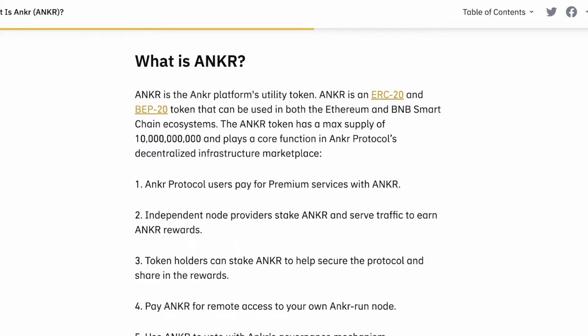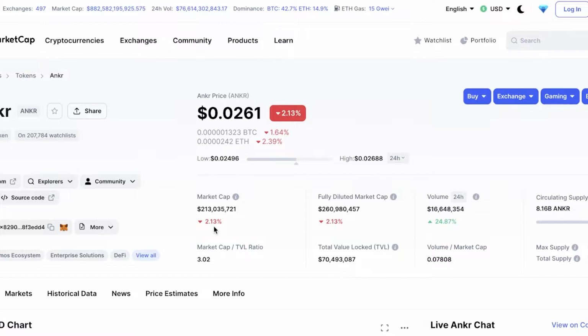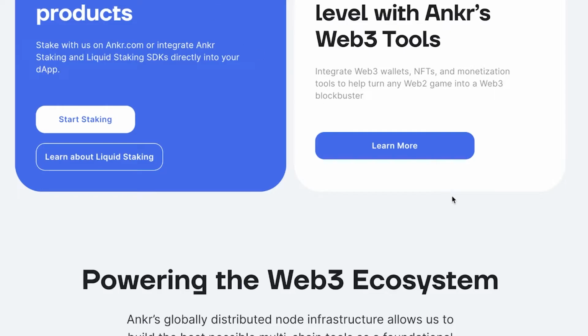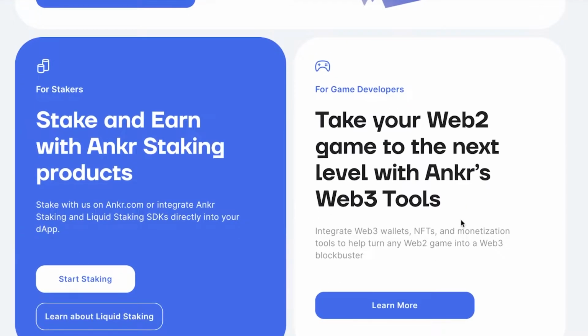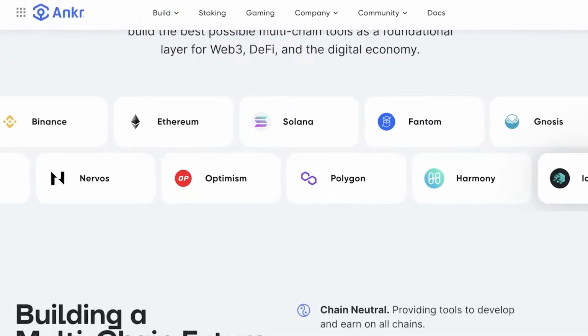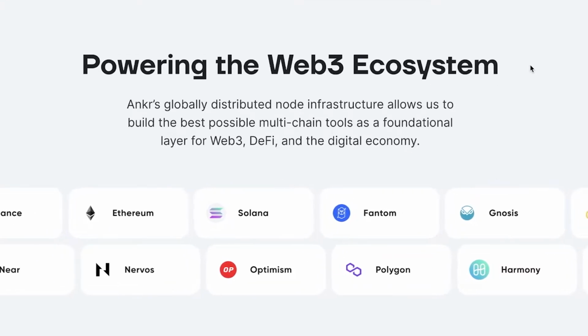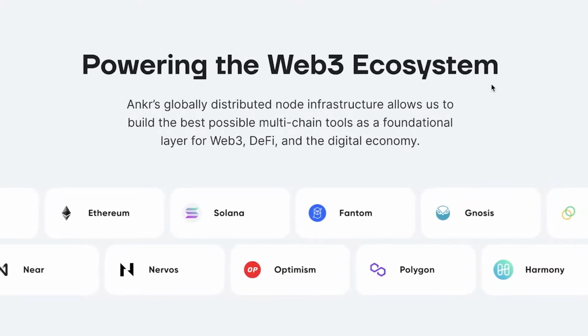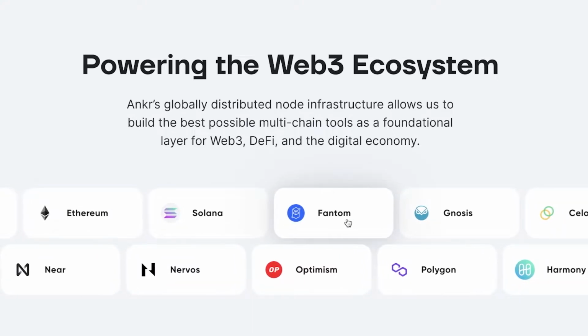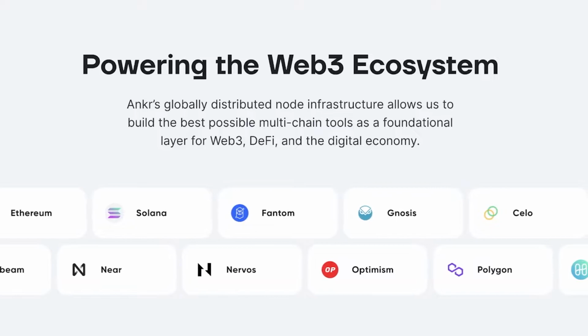And the Ankr platform also has its own token, which a lot of you might be here for today, the Ankr token. But before we get into that, you can take a look at their website over here. You can stake and earn with Ankr staking products. You also can take your Web2 game to the next level with Ankr's Web3 tools to develop your own gaming platforms. And you can see that they have a lot of code for developers. You can write code on the Ethereum, Solana, Phantom, Celo, Optimism, and Polygon blockchains with the Ankr system.